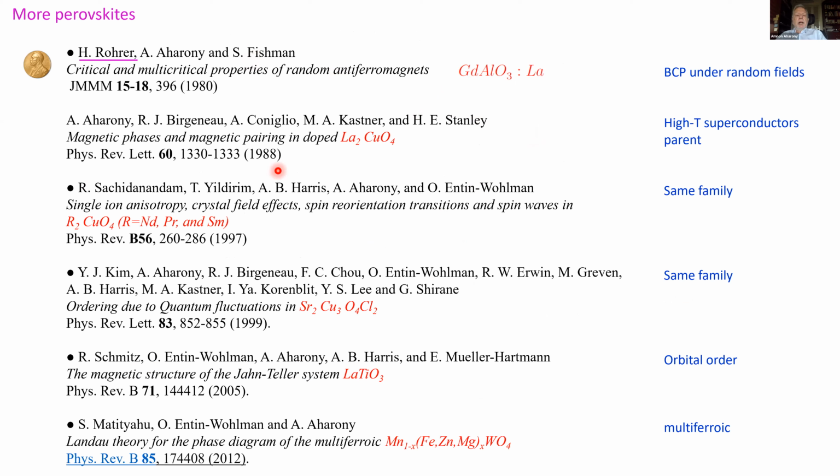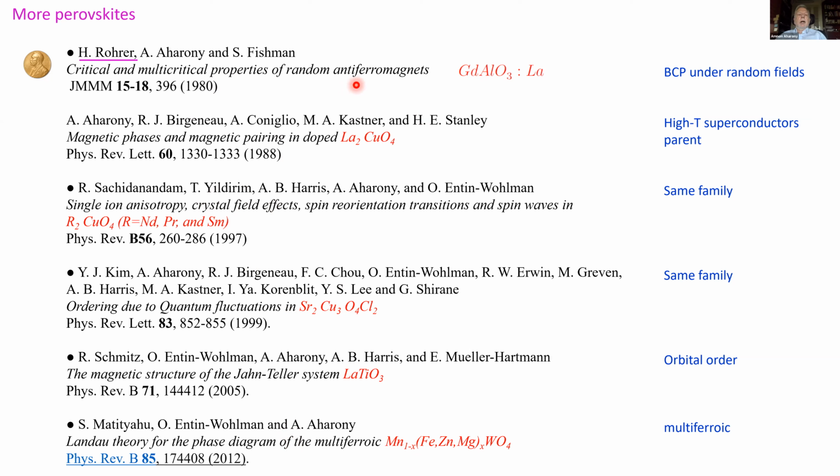However, this is a partial list of my personal work since 1980. And as you see, there are many perovskites on this list. Let me just mention this one. This is a paper in 1980 on gadolinium aluminate oxide, which is a uniaxial antiferromagnet. So it has bicritical points.